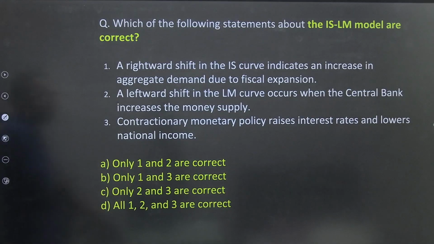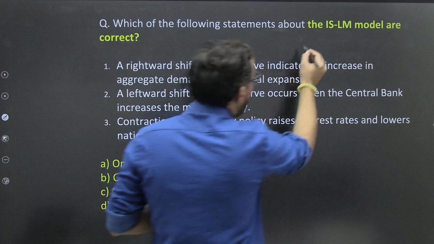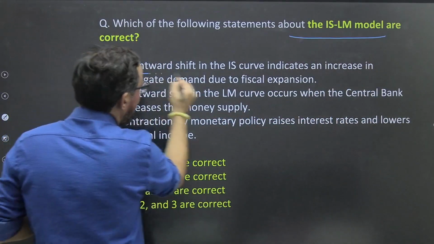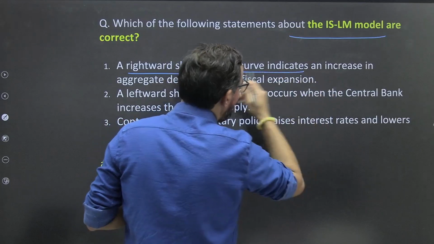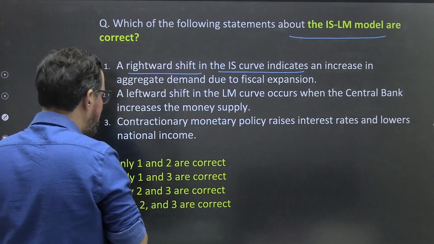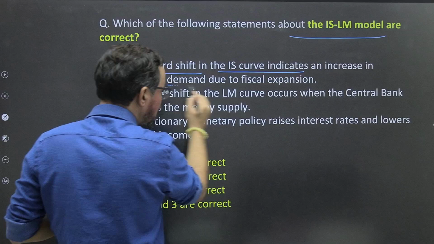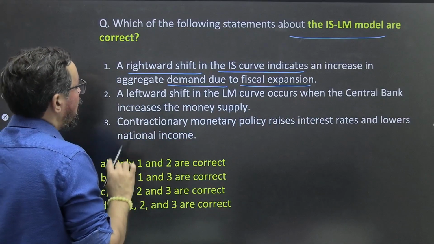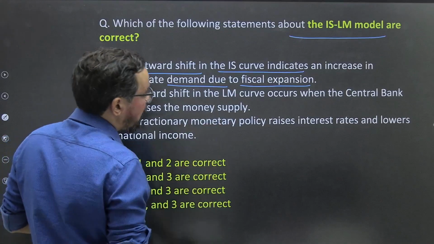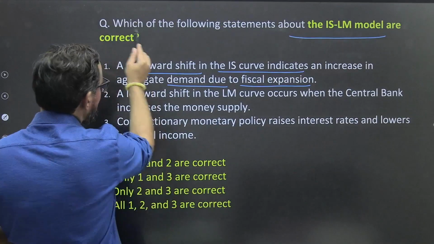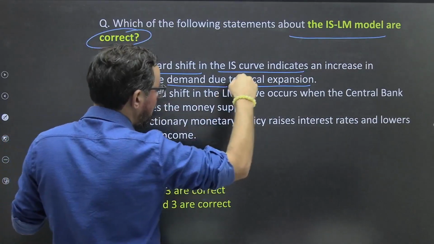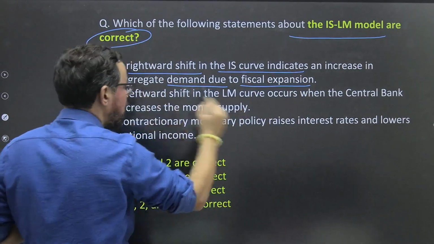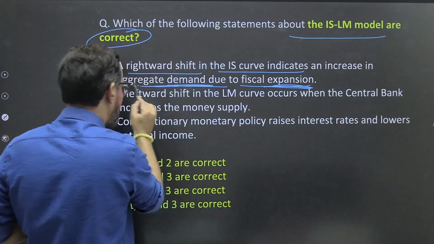Let's go to the next question. Which of the following statements about the IS-LM model are correct? A rightward shift in the IS curve indicates an increase in aggregate demand due to fiscal expansion. We have to find the correct statement. So a rightward shift in the IS curve indicates an increase, this is 100% aggregate demand due to fiscal expansion. It is expansion and it is aggregate demand.